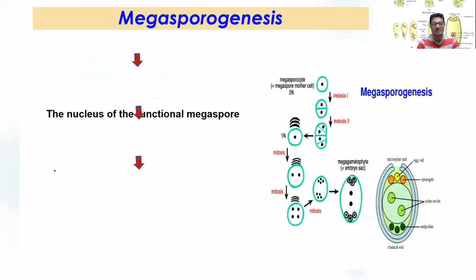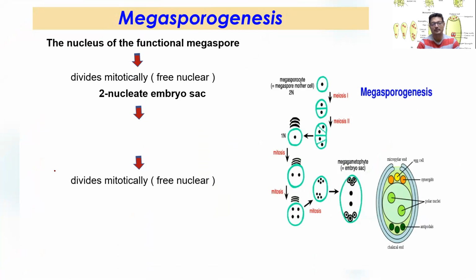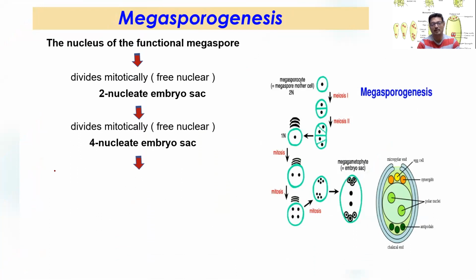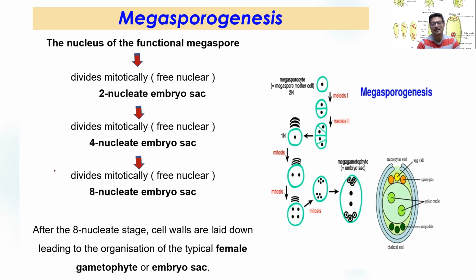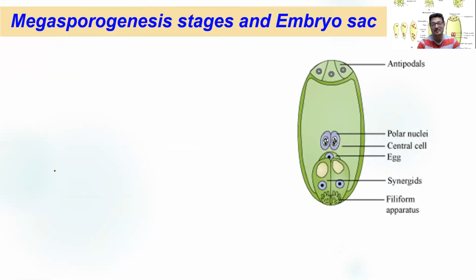So if we can summarize what has happened in the nucellus, the functional megaspore divides mitotically, which is free nuclear, to form a 2 nucleated embryo sac. Then again, we have a 4 nucleated embryo sac. And at last, as you can see in the diagram behind me, it forms an 8 nucleated embryo sac. In this 8 nucleated embryo sac, cell walls are laid down, leading to organization of a typical female gametophyte. We'll see in the next diagram what it represents.